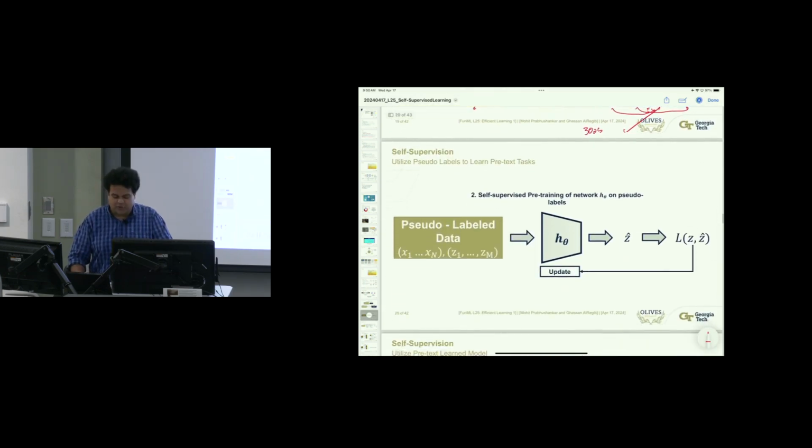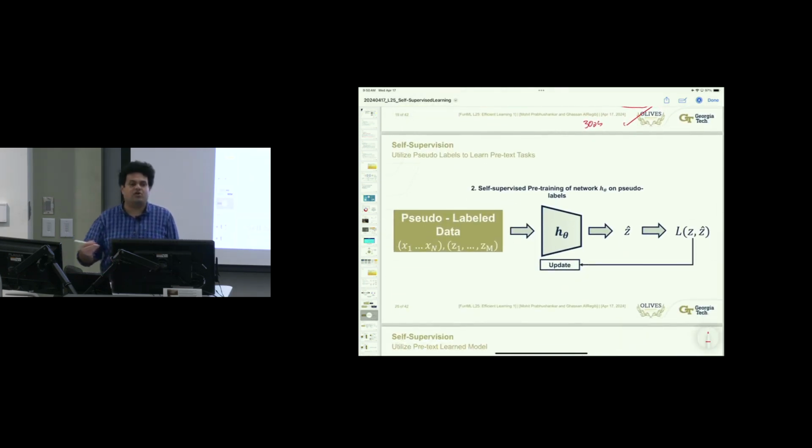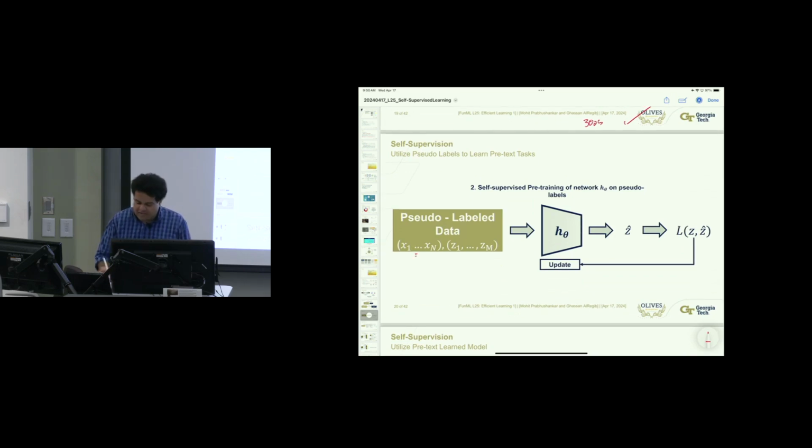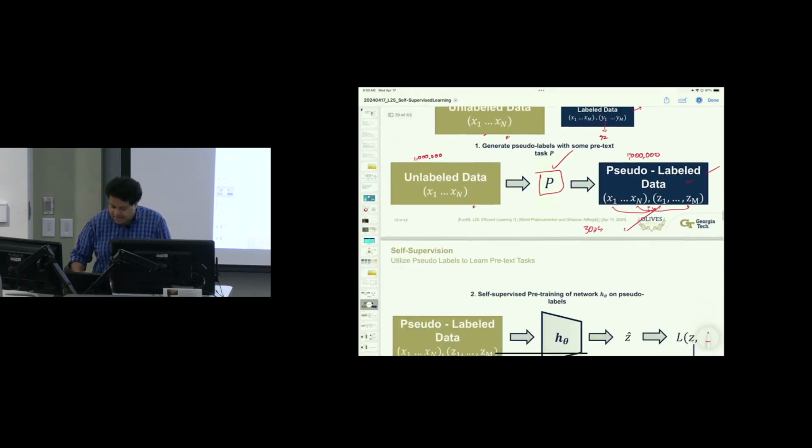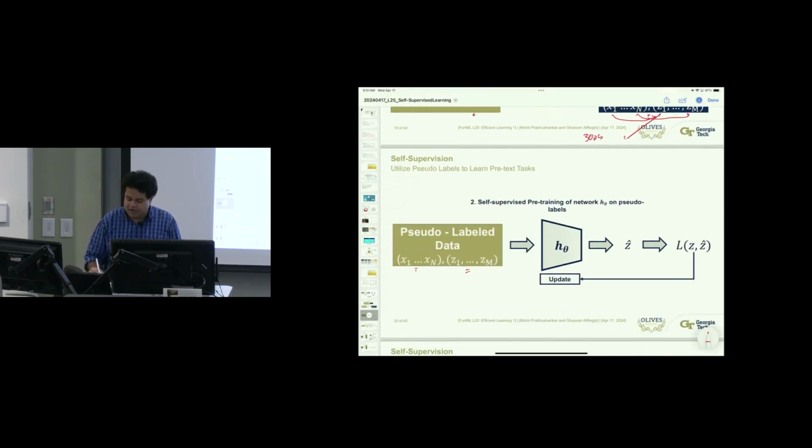So once you have this pseudo label data, you now have a very straightforward supervised learning algorithm. You have x1 to xn, and you have z1 to zm. Based on this data, you pass it through a network, a ResNet, a VGG, a transformer, any kind of architecture. You'll get zcap as your output. Take a loss function, L(z, zcap), let's say cross entropy loss, and you update your network with this loss. So once you have the pseudo label data, it's a very straightforward supervised learning process where you learn your network based on the pseudo labels that exist. So this is the second step.